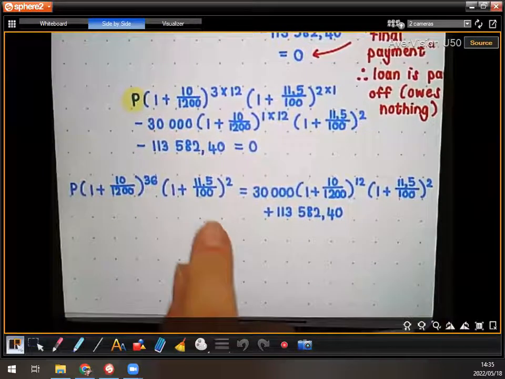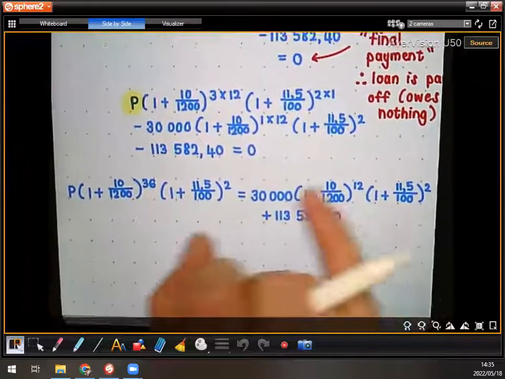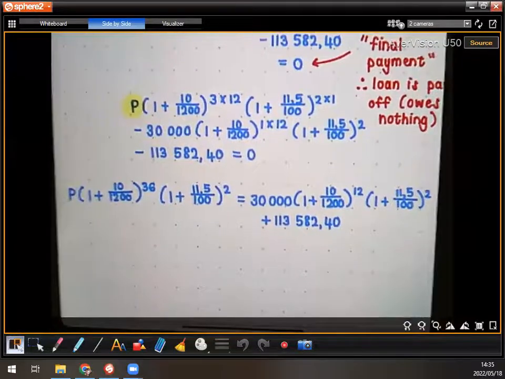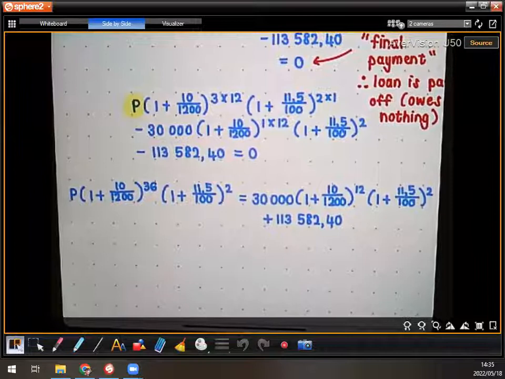Okay, now guys, before I talk about getting rid of these brackets, let's just type this into the calculator and see what we get. Because I don't want to write that whole thing out again. Yeah, that's a bit much. So let's do that quickly. 30,000, and then that first bracket, and then the second bracket. Plus that 113,000. So I'm just working out what that is.